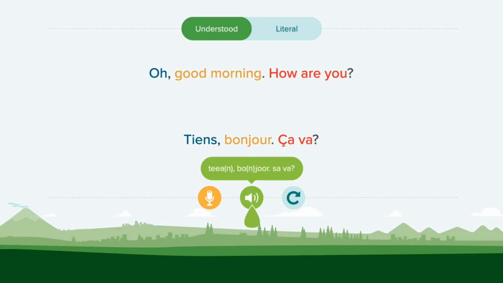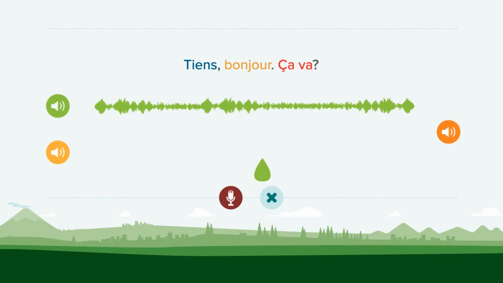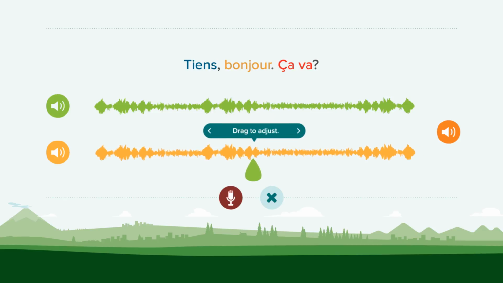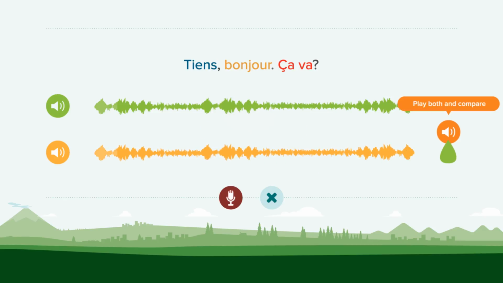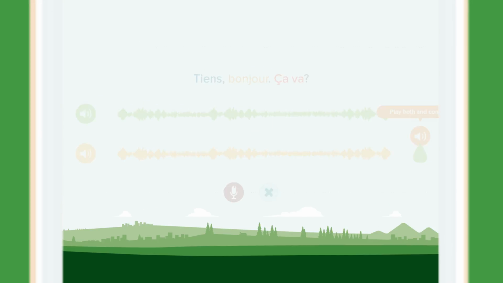Click the fluency button to hear it at a conversational rate, Tiens, bonjour, ça va? or the articulate speed to hear the narrator say it slowly and enunciate each syllable. Ça va? Hear the difference? You can also click the voice comparison button to record your own pronunciation and see how you stack up next to a native speaker. Tiens, bonjour, ça va?